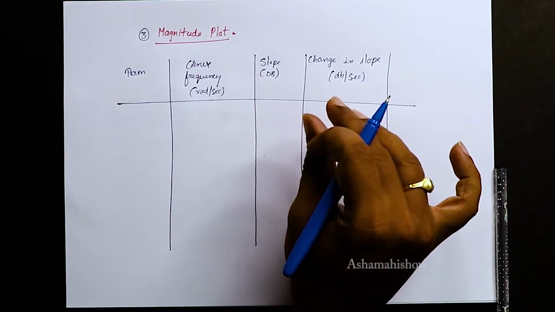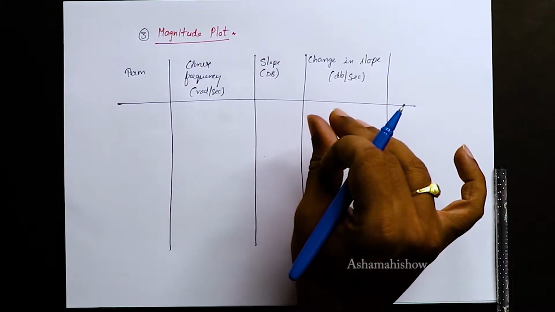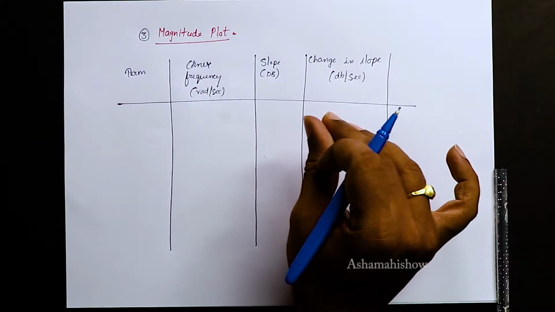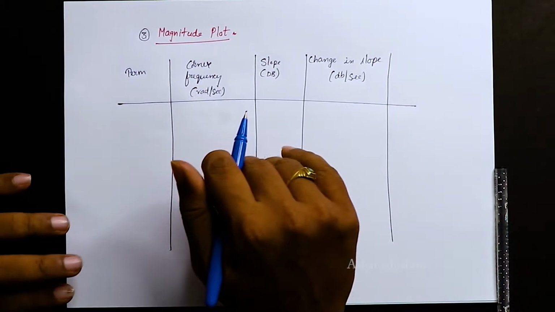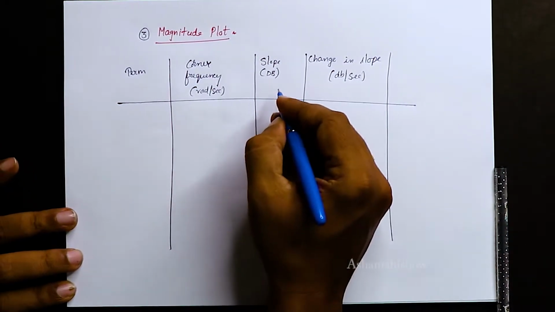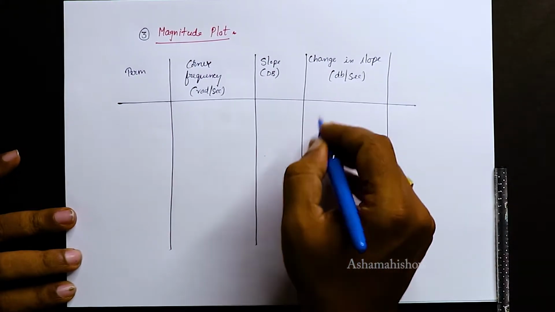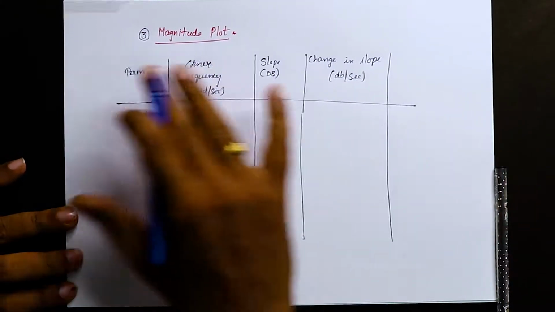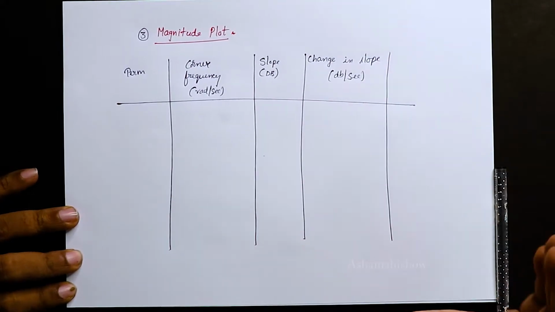Okay, in my first video you have seen the basic introduction of Bode plot. So continuing that, I am doing the problem here. The third column is the slope, which is given in decibels, and the fourth column is the change in slope. We have to use this entire diagram.